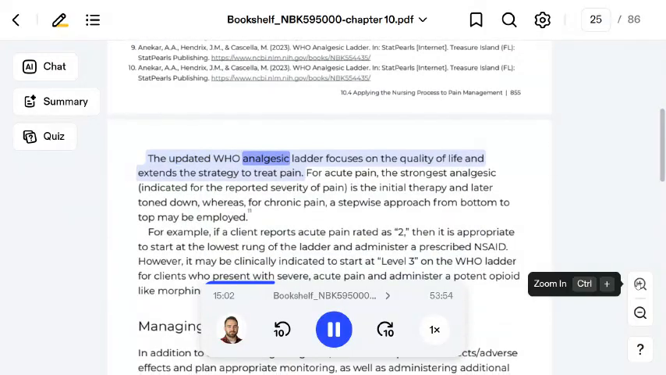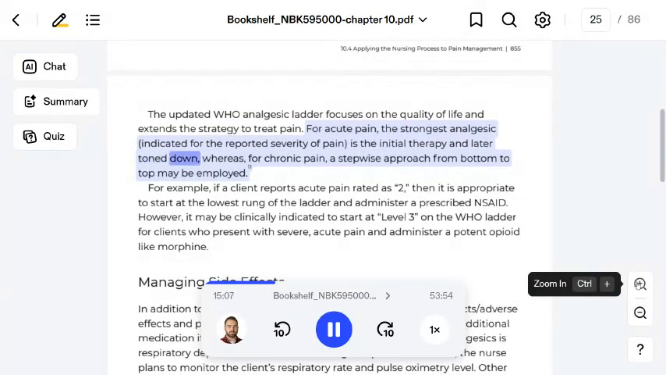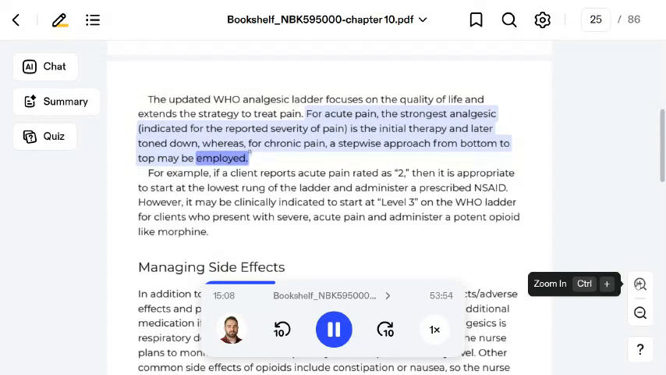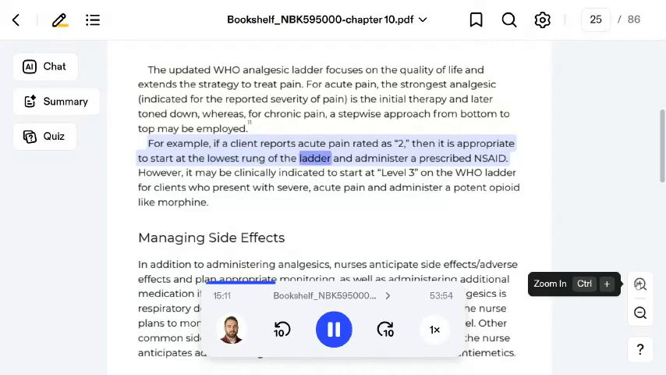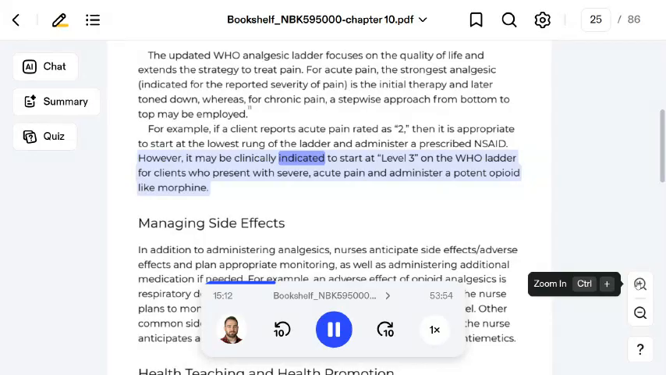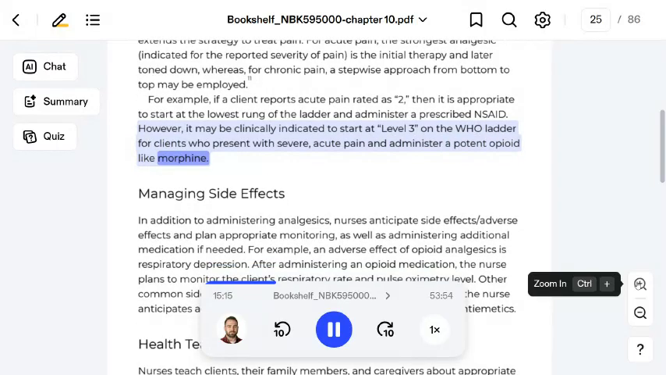The updated WHO analgesic ladder focuses on the quality of life and extends the strategy to treat pain. For acute pain, the strongest analgesic is the initial therapy and later toned down, whereas for chronic pain, a stepwise approach from bottom to top may be employed. For example, if a client reports acute pain rated as 2, then it is appropriate to start at the lowest rung of the ladder and administer a prescribed NSAID. However, it may be clinically indicated to start at level 3 on the WHO ladder for clients who present with severe acute pain and administer a potent opioid like morphine.